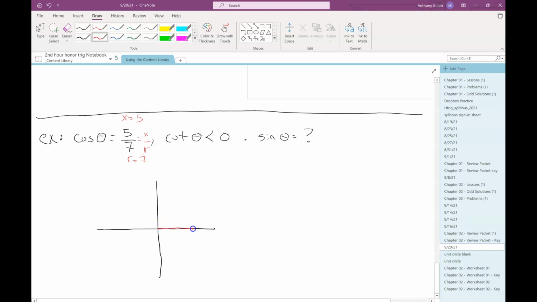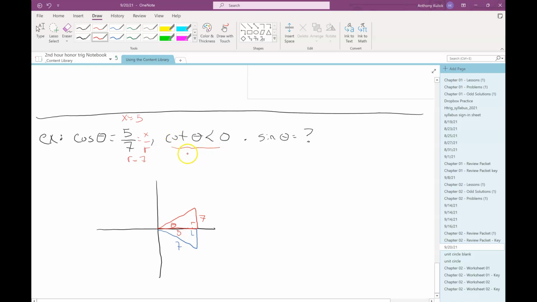So either I had a situation here or I could have had this situation here. Because those are the two places where the x-coordinate is positive. Everybody's okay with that? How am I going to tell them apart? That's what I'm going to use cotangent for.